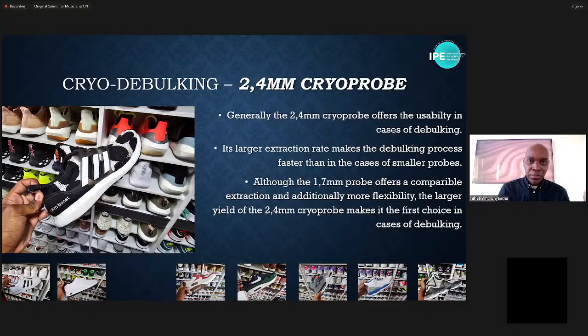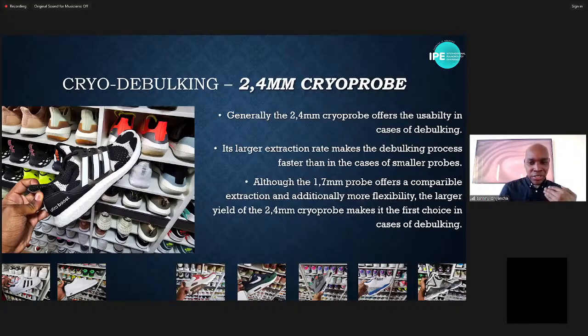So cryodebulking means you're going to be working for a long time. You need something that's going to help you get to the point that you want to go to quick and still not be as stressful as the other stuff. And that's the Ultra Boost. So in this case, you do the 2.4 cryoprobe because it offers the usability that you can have bigger chunks of tumor being taken out and in a quicker fashion.